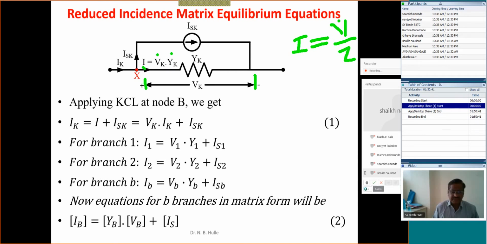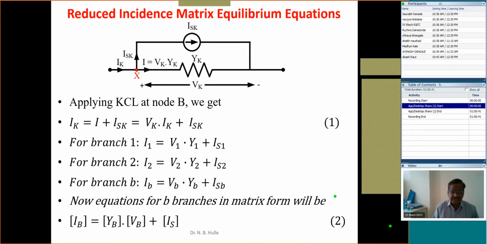And if we apply KCL at this particular node, which I have tried to mention as X, how is the equation? Incoming current is equal to outgoing current. This is the incoming current. This is outgoing, this is outgoing. I is the outgoing current. This ISK is outgoing current. Indirectly, this IK is the very same as this I. What is I? This is Vk into Yk. And this ISK is nothing but ISK.